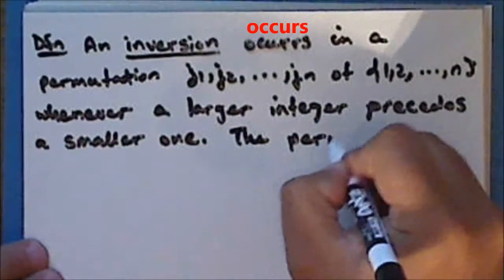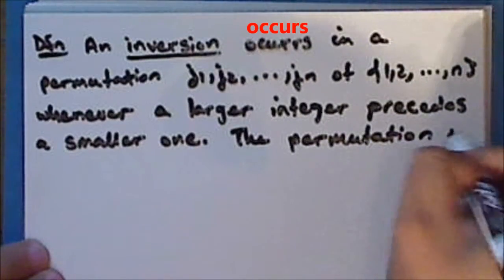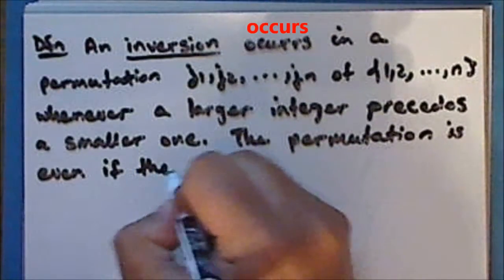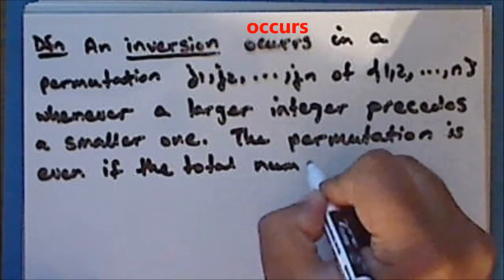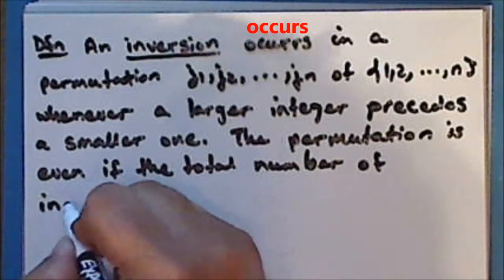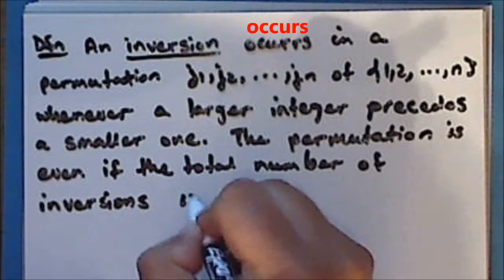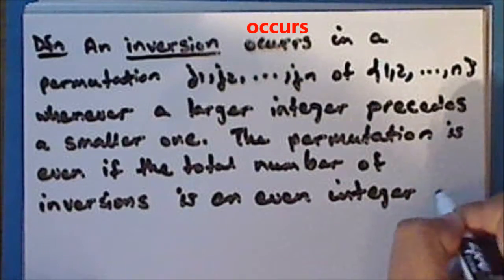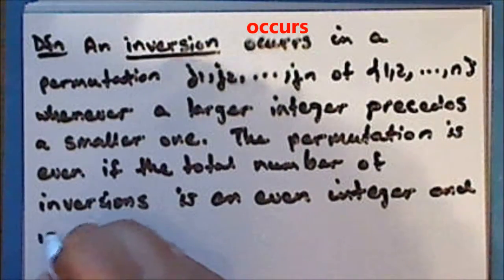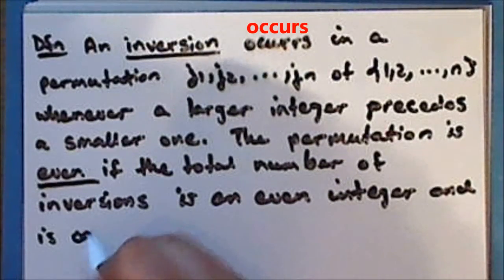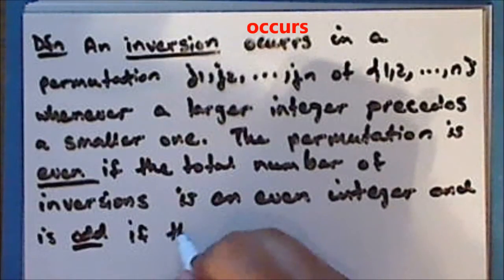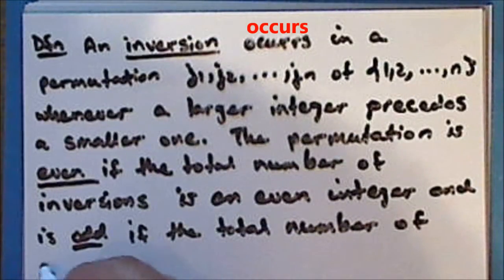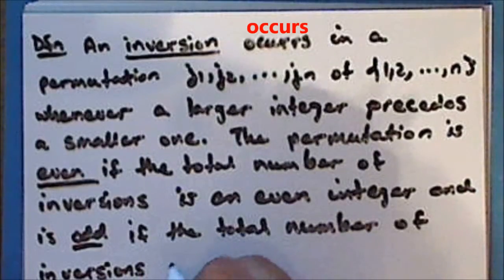The permutation is even if the total number of inversions is an even integer, and is odd if the total number of inversions is an odd integer.